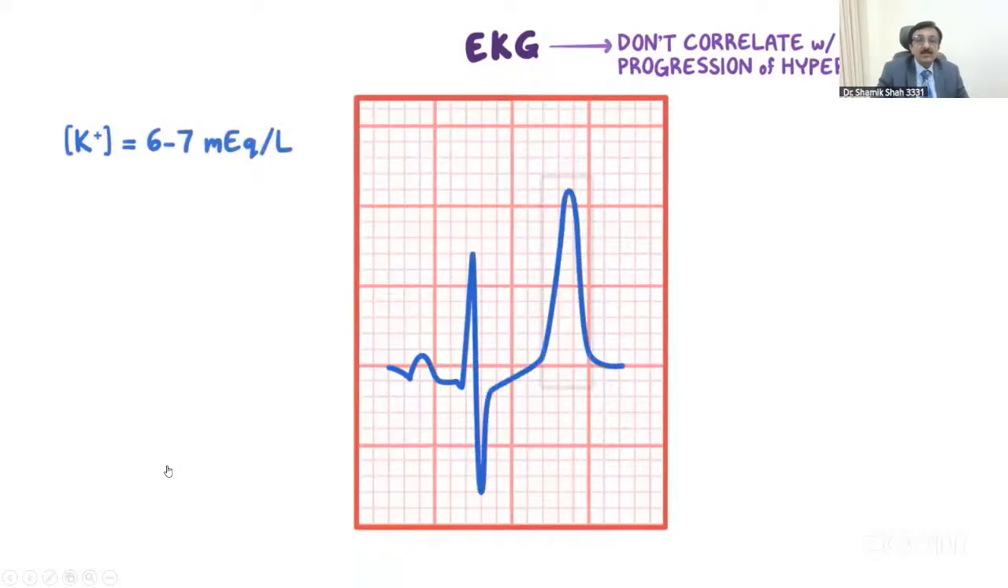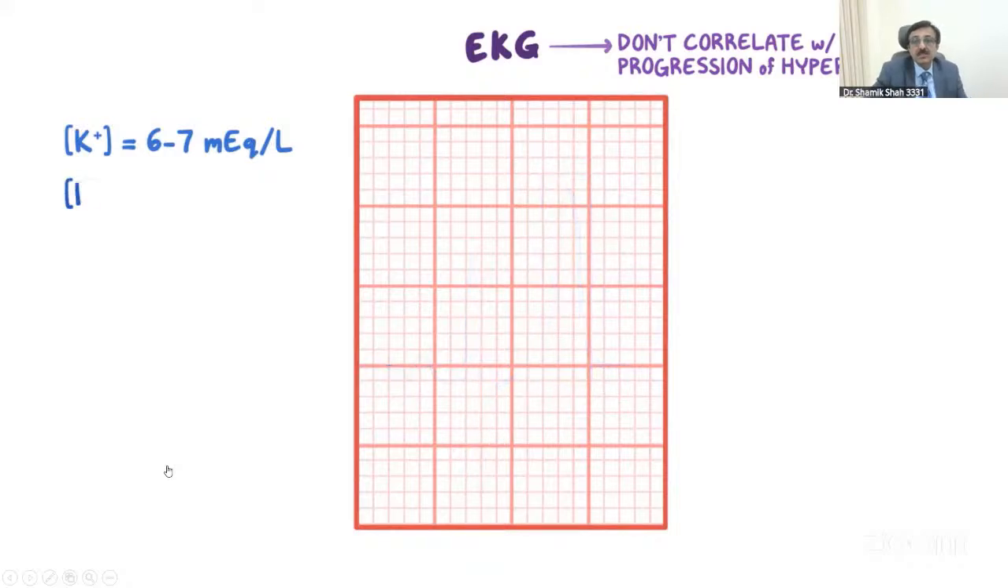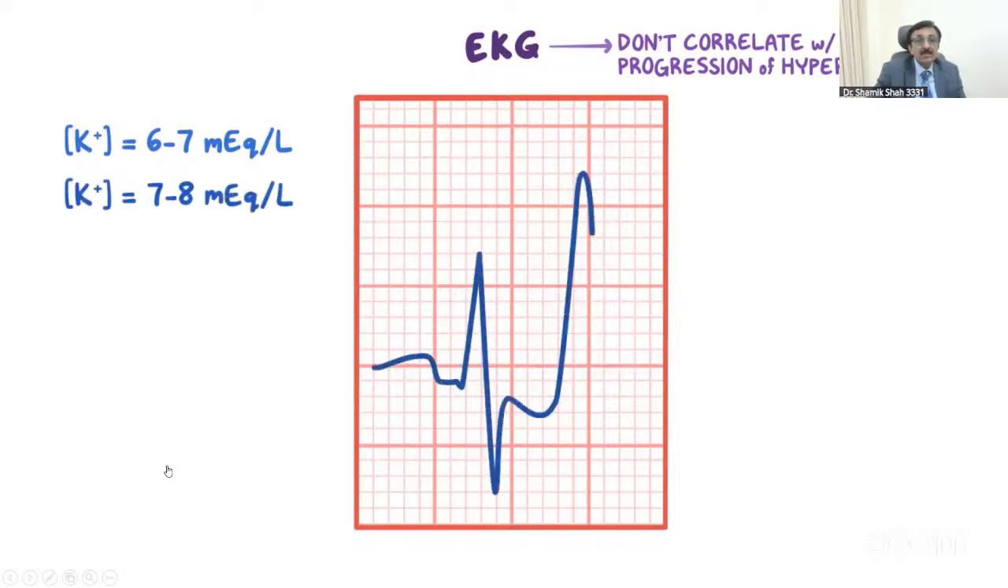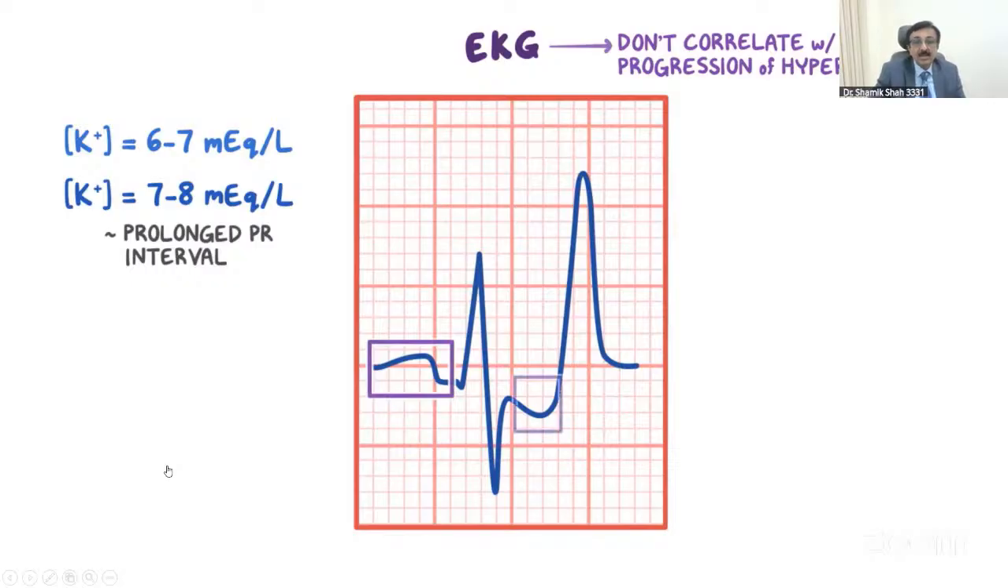If the potassium is between 6 and 7 milliequivalents per liter, we are likely to find a tall and peaked T wave. This is usually seen in the precordial leads V1 to V3. If potassium is between 7 and 8 milliequivalents per liter, then in addition to the peaked T wave, we will see a prolonged PR interval and a depressed ST segment.